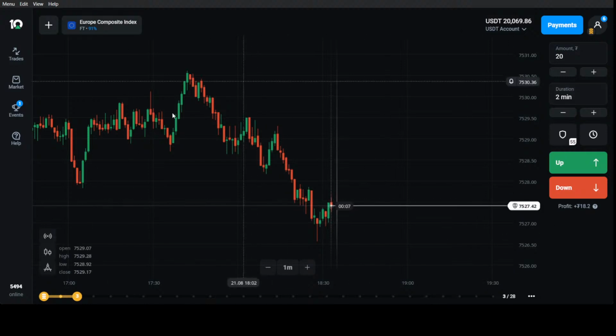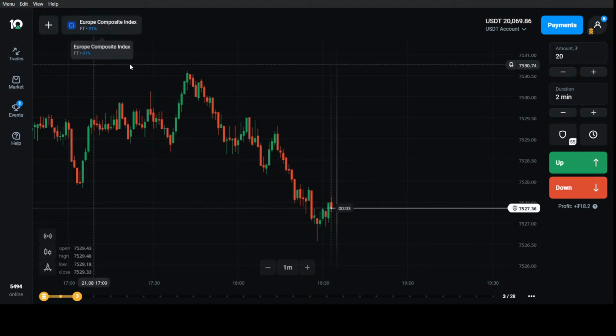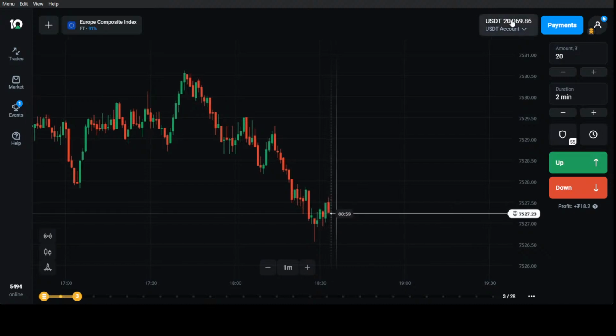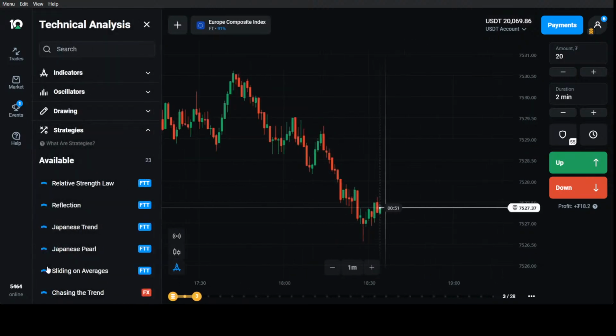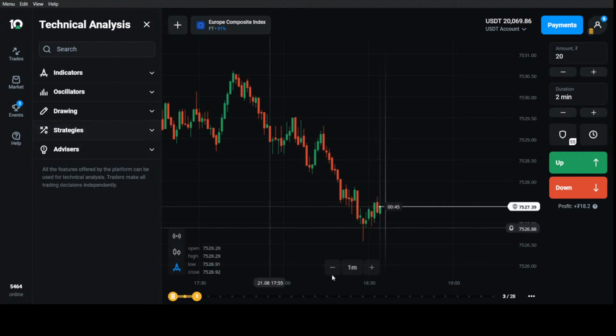After that we have our terminal part where we see the indexes, we see the currencies. And I normally trade in cryptocurrency, so you will see that crypto asset over here. You can check your profile. And in this capital alphabet A sign, that is the technical analysis sign, you see indicators, oscillators, drawings, and strategies and advisors. Now we will check what is indicators, what is strategy, what is advisor.